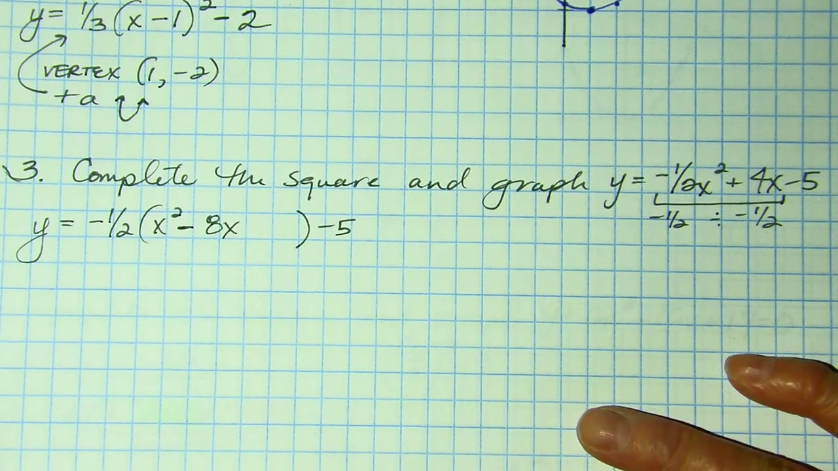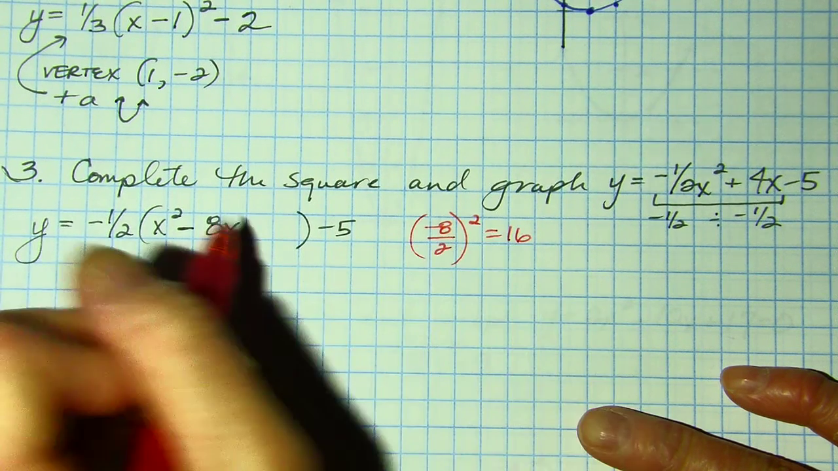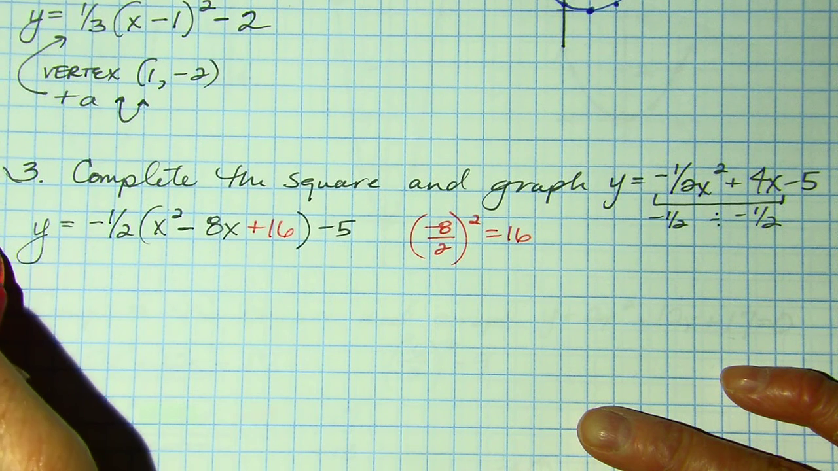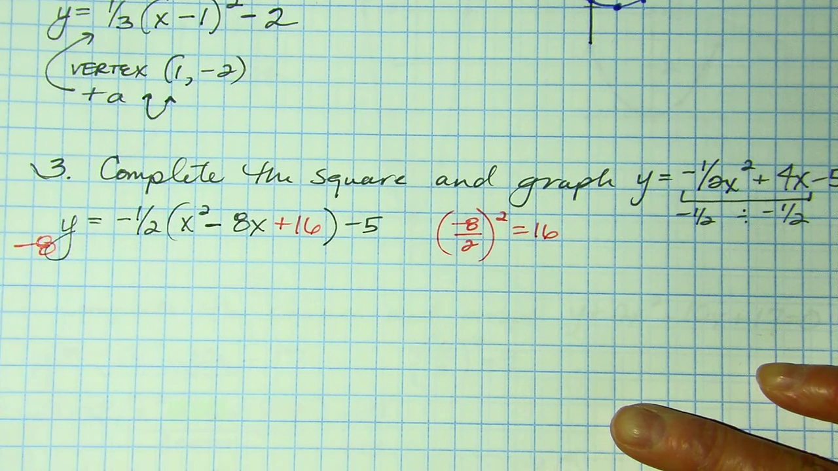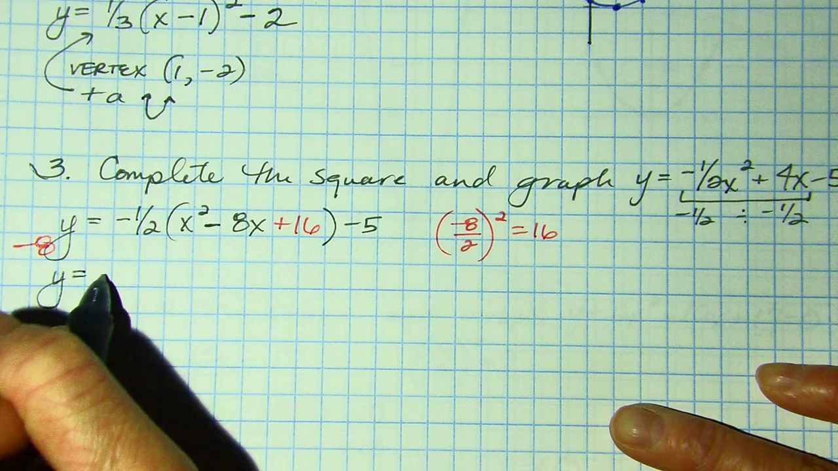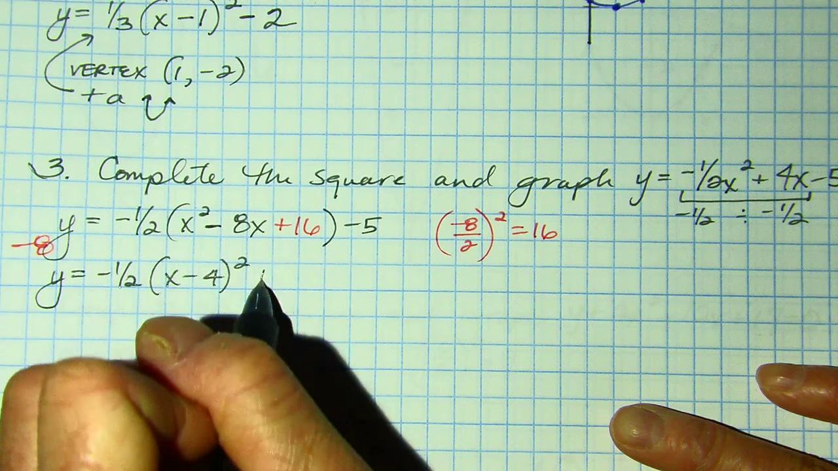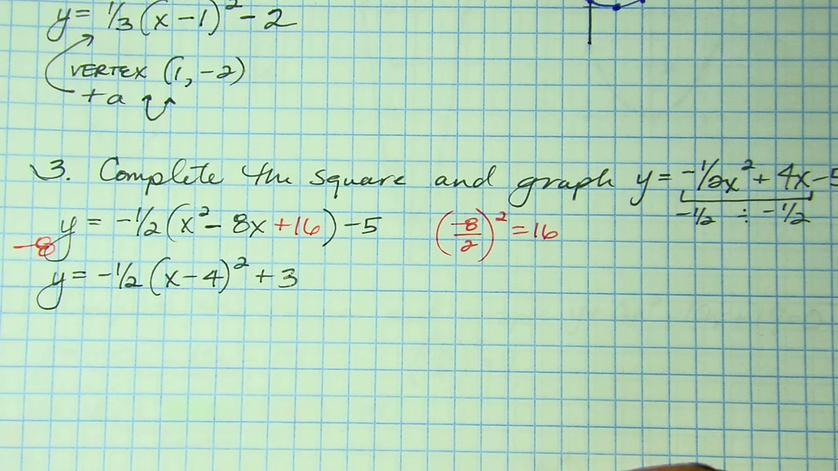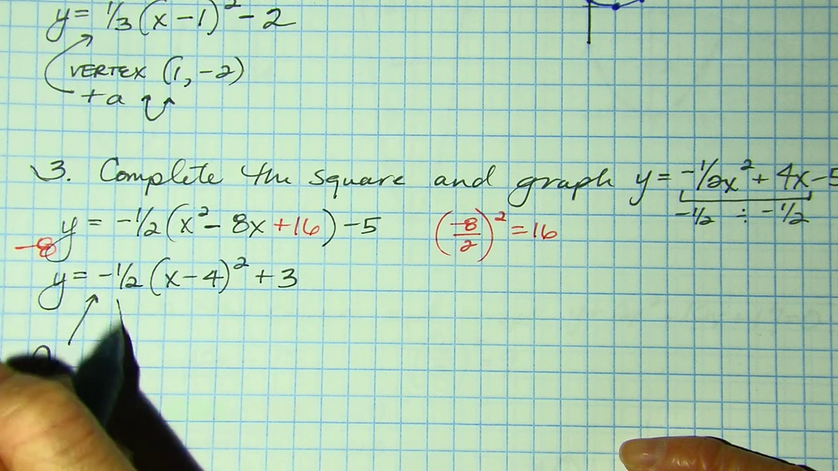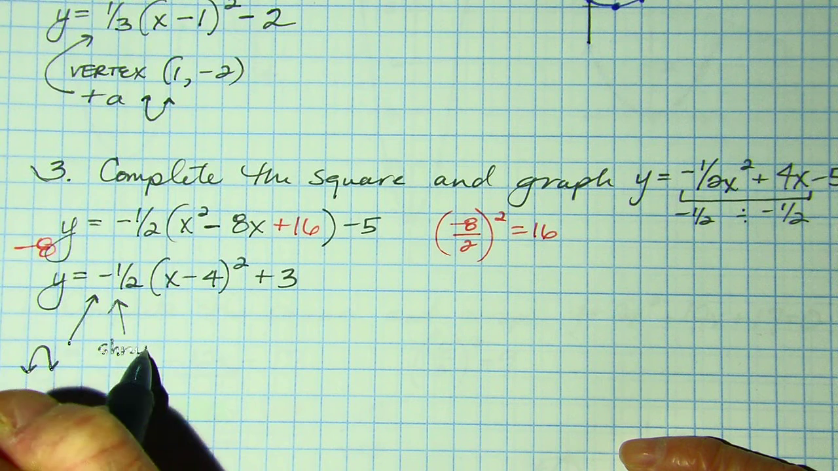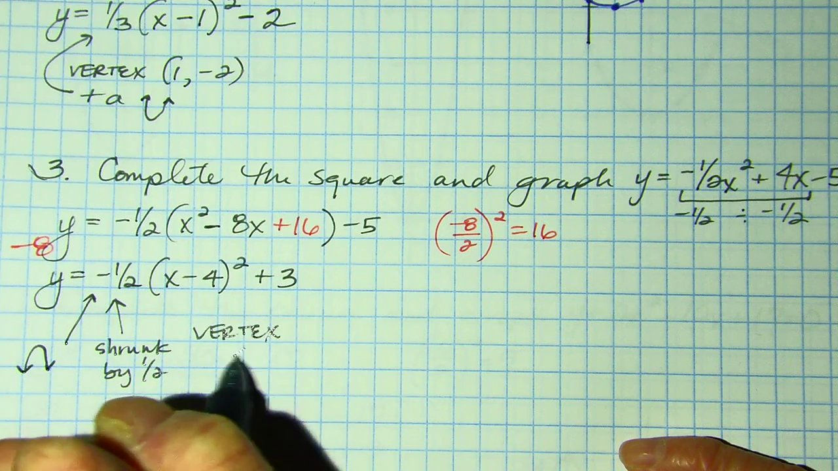So then from here, negative 8 divided by 2 squared would be 16. So I'm adding 16 here, and I'm subtracting 8 here, because negative 1/2 times 16 is negative 8. Now I'm going to factor, so negative 1/2 times x minus 4 squared. I'd have to add 8 back over, and if I add 8 back over, I get 3. So I've got a couple of things right. This graph points down, shrunk by 1/2, and I have a vertex of 4, 3.